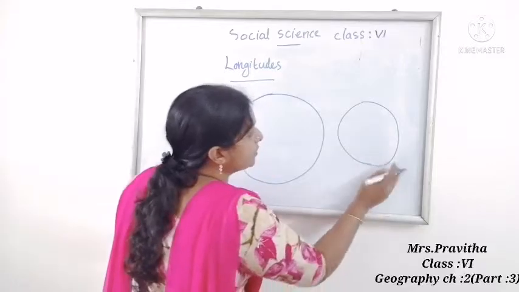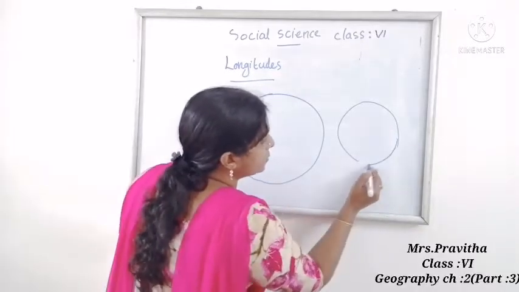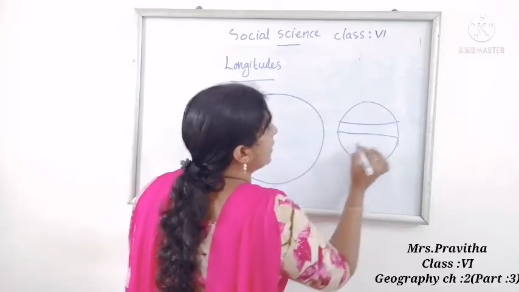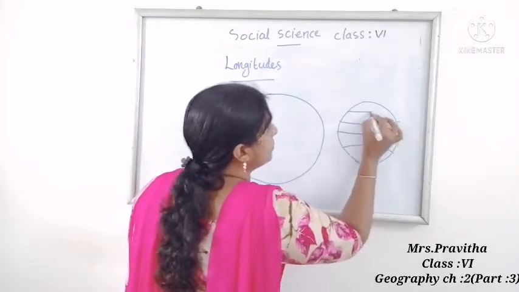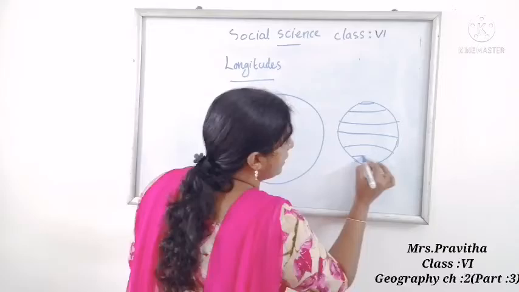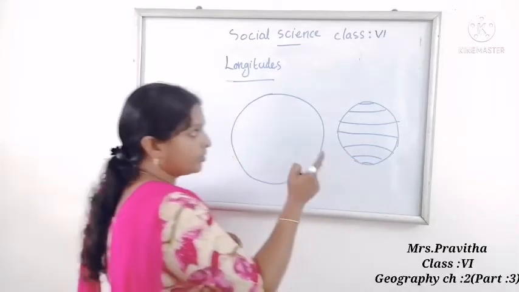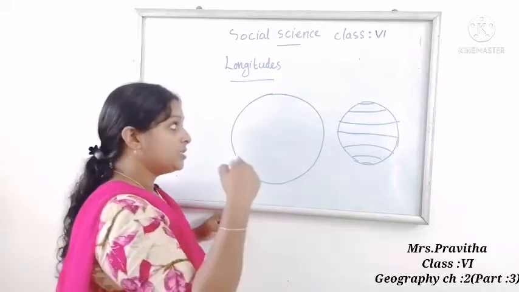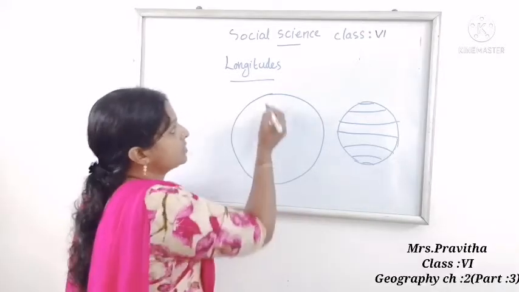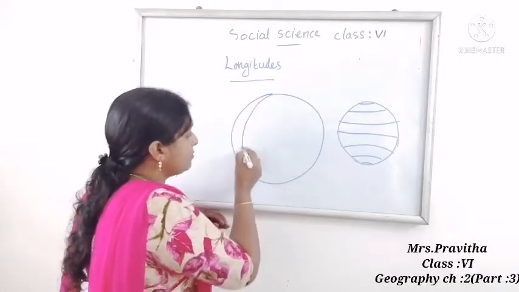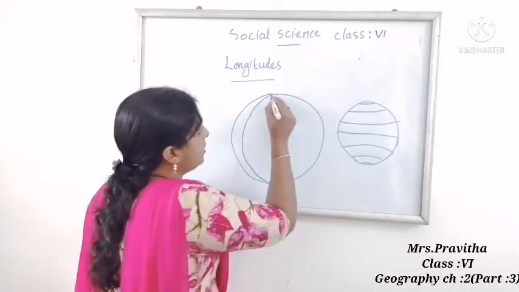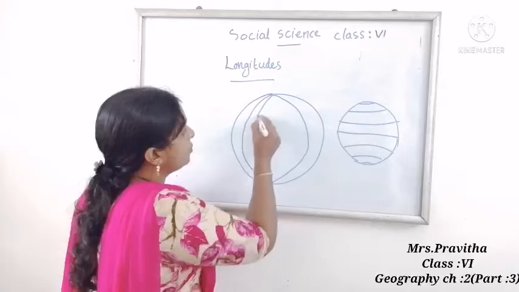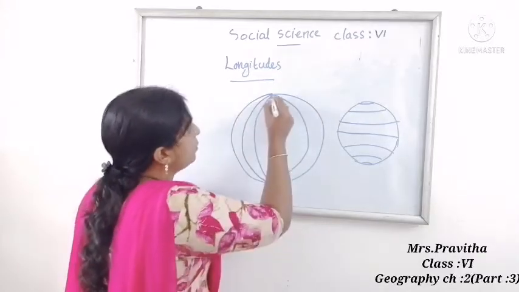Latitudes are the horizontal lines drawn on a globe. Imaginary horizontal lines drawn on a globe are called latitude. That ma'am taught you. Now we will study what longitude is. Longitudes are the vertical imaginary lines. Vertical imaginary lines drawn on a globe are called longitude.